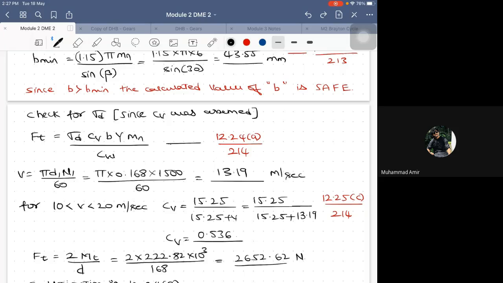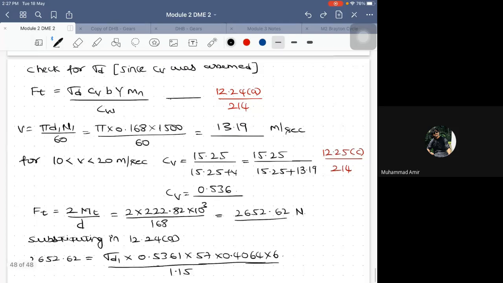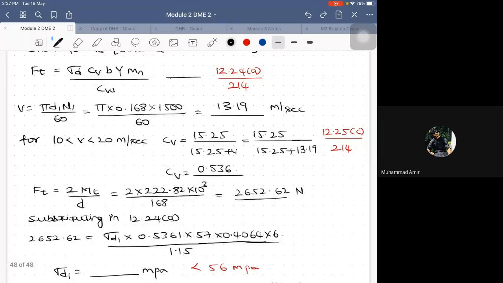Now, substitute all these in that expression. Only sigma D would be unknown there. Calculate that particular value of sigma D and make sure it is less than 56. If it is less than 56, you are safe, or else you have to increase your module once again and do all the calculations once again. So check whether it is less than 56 or not.